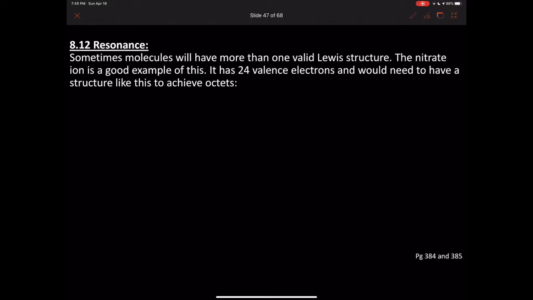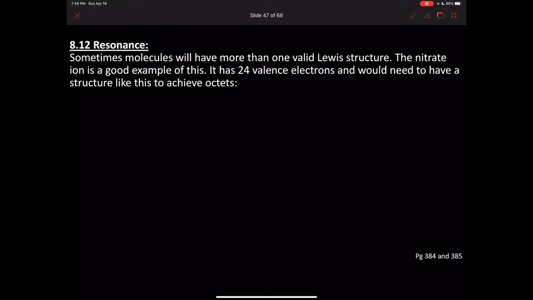All right, welcome to our second to last section in Chapter 8. We are going to talk first about resonance. Resonance is when molecules have more than one valid Lewis structure. And we're going to see an example right away. The nitrate ion is that example.